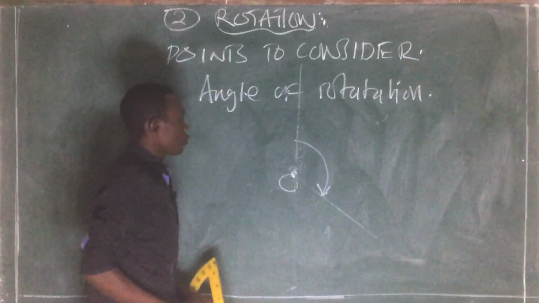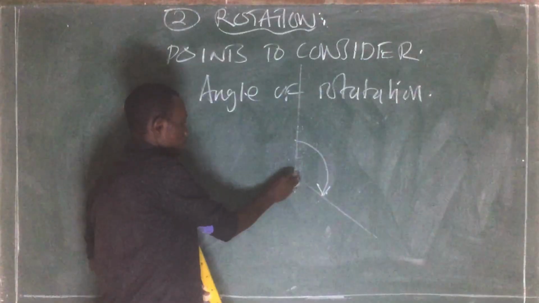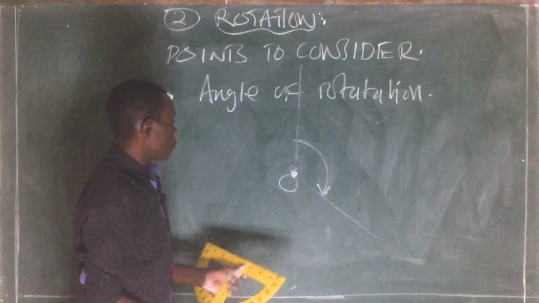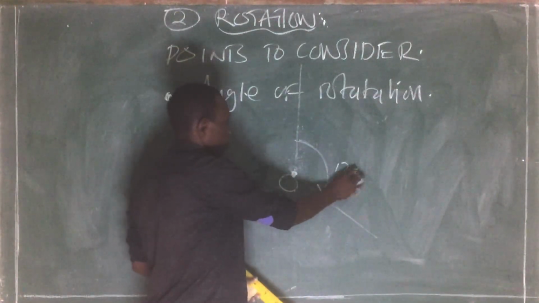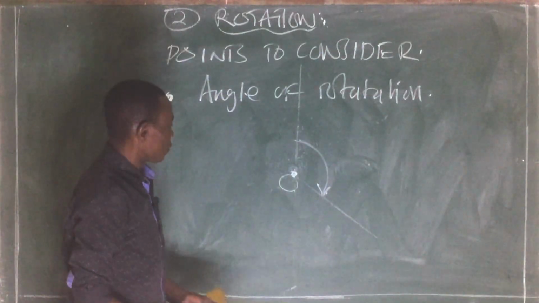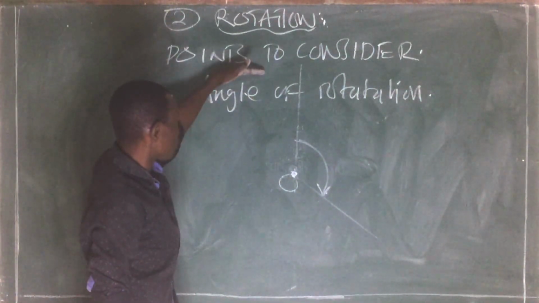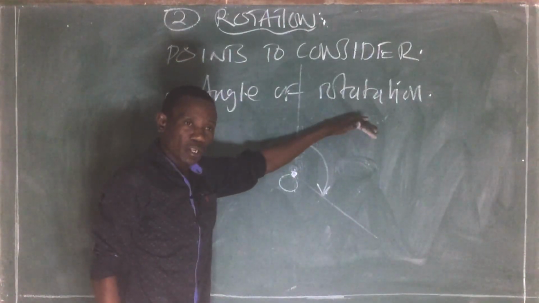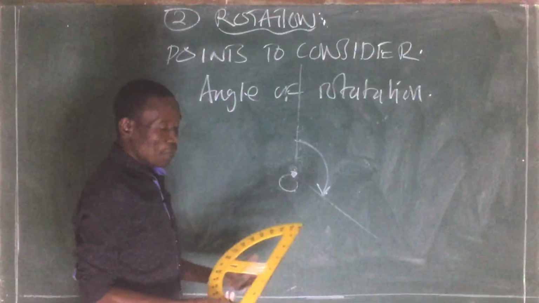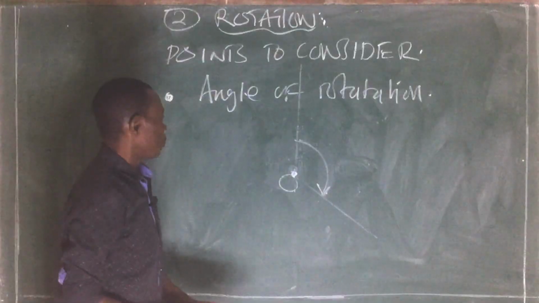So if you talk of angle of rotation, this is just a good example which I've just given you here. You can see that an angle is being created. You can measure that angle, and it can be whatsoever, maybe 120 degrees. You can also use the same protractor side. So the first point to consider when we talk about rotation is the angle of rotation. It must be there whenever we need to rotate a particular figure.